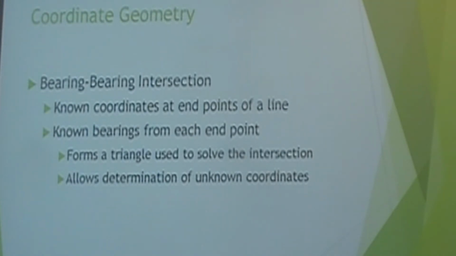Bearing-bearing is a case where you have known coordinates at the endpoints of a line, and you have bearings from each endpoint that are basically shooting towards each other. So this will yield an intersection as long as those bearings aren't parallel. If the bearings are parallel, you have no intersection, which should be obvious. So what happens is when you do this, those two bearings, when you're basically shooting them towards each other, are going to solve an intersection based on a triangle. And this then allows you to determine the unknown positions of those coordinates.